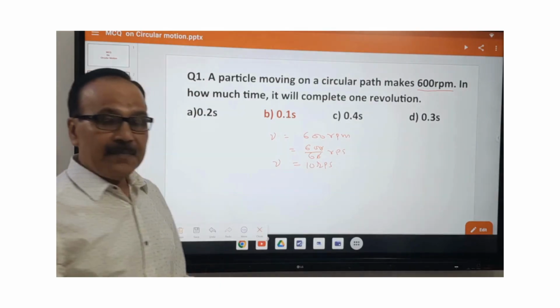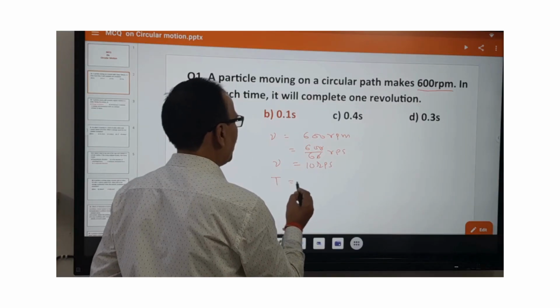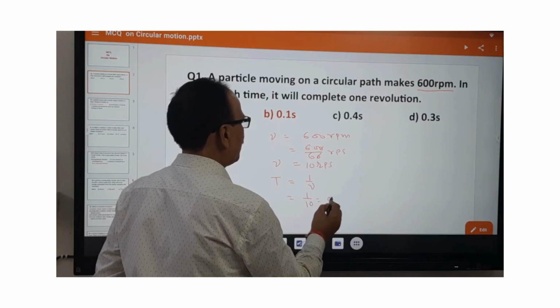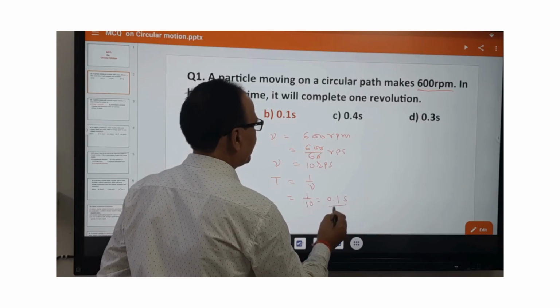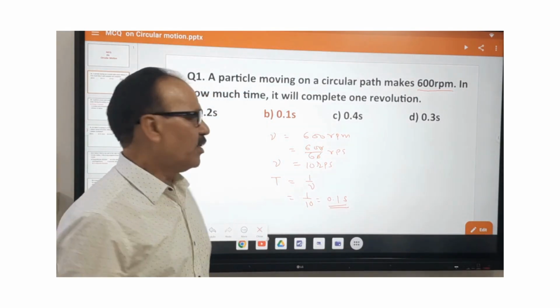And we have to find the time period. The time period can be easily calculated by the relation T is equal to 1 upon frequency. So 1 upon 10, that is 0.1 second. This is the time taken by the particle to complete one revolution.